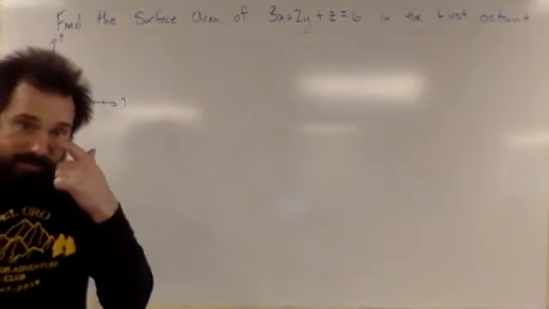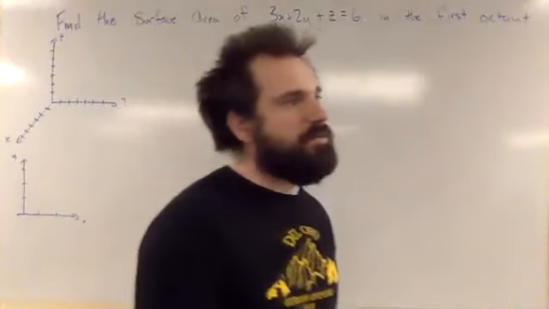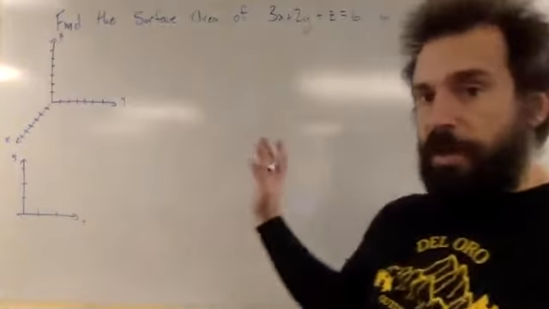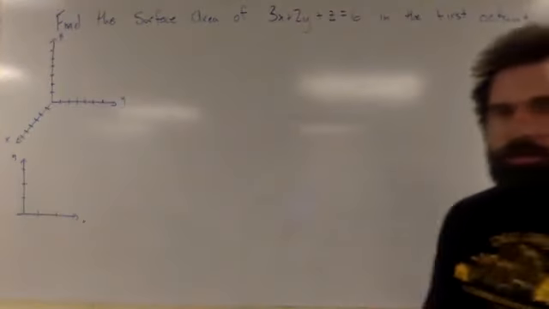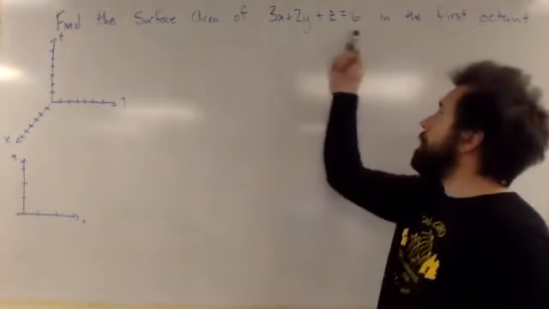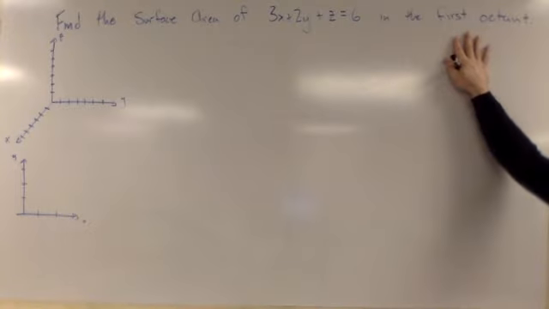Okay, so here we have an example of finding surface area. This problem says find the surface area under the relation, which ends up being a plane, 3x plus 2y plus z equals 6. And then we're looking at it in the first octant. So first octant means my x, y, and z values are all positive.